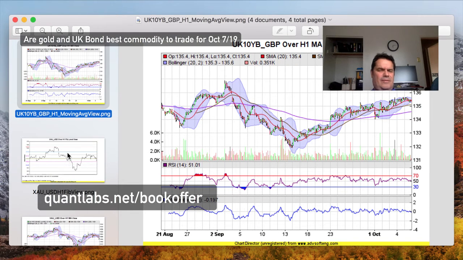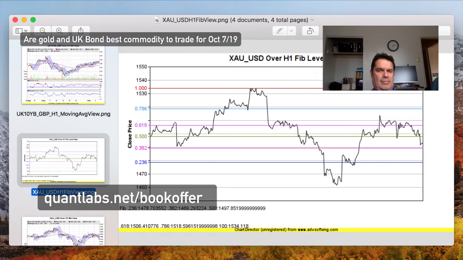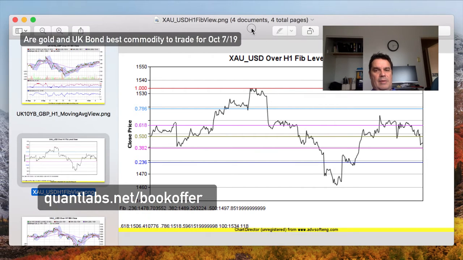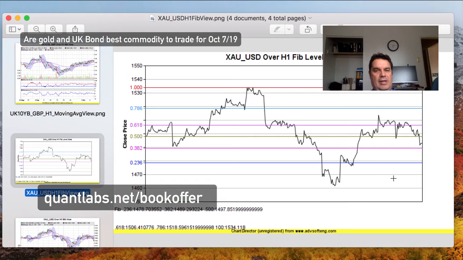But it's just not there for the recent strength pertaining to the UK gilt, the 10-year, sorry. So here we have gold against US dollar. On the Fibonacci view, it's just hovering in and around the entry level at 618 and the 382, maybe bouncing off the 500. There's not enough momentum once again.